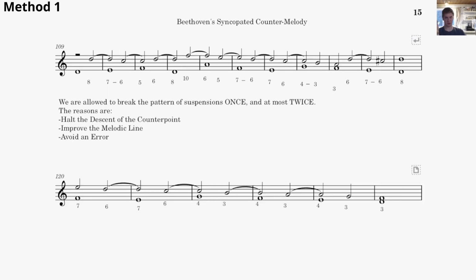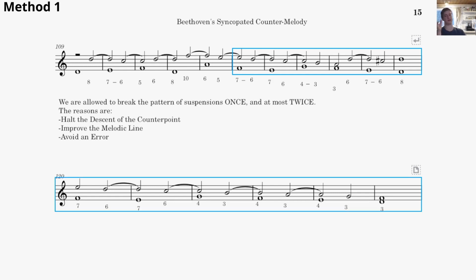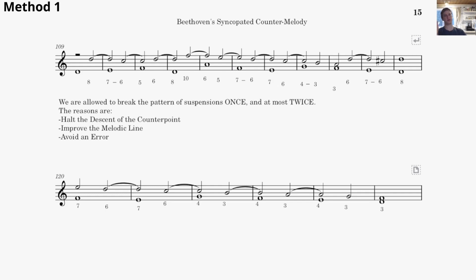So you can see the line below goes from measure 6, and it rethinks it if it did the suspensions the whole way to the cadence. So if Beethoven did continue the suspensions, then he would have had a melody that kept descending down all the way to the cadence.